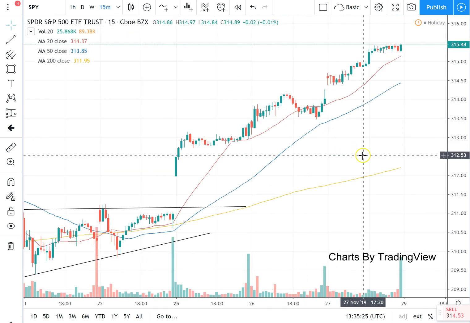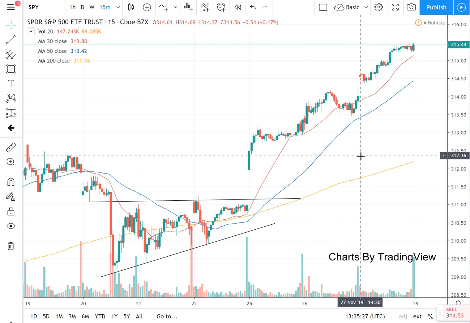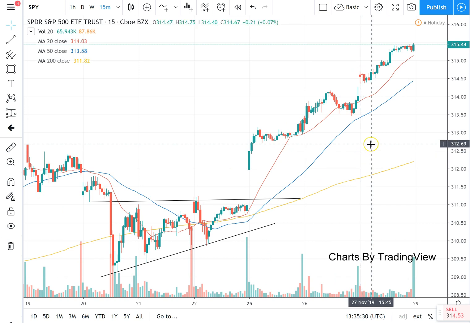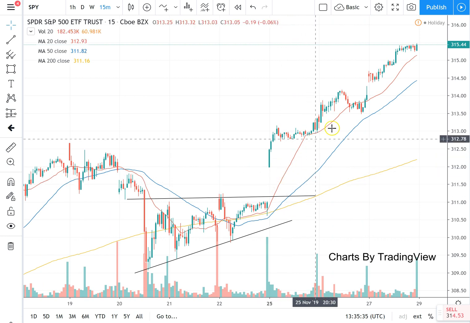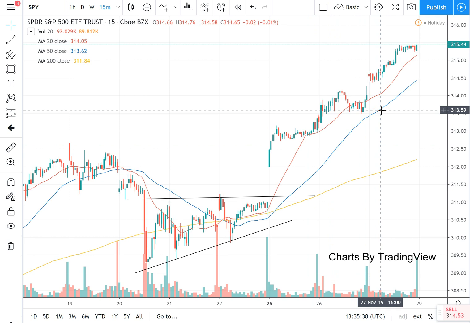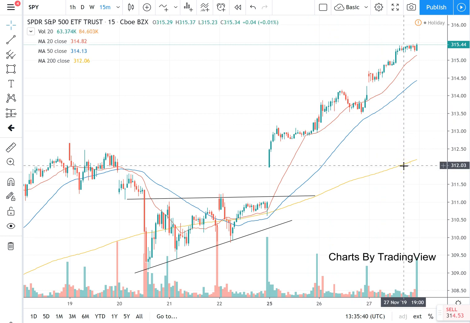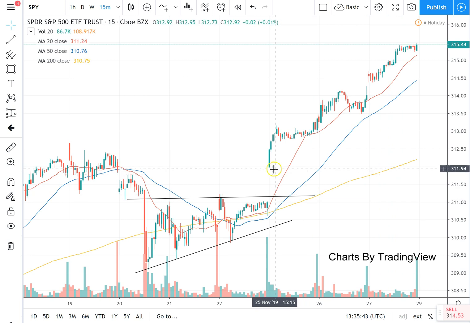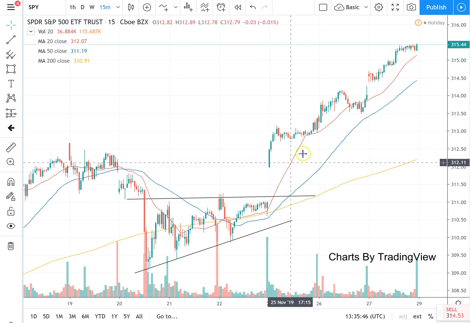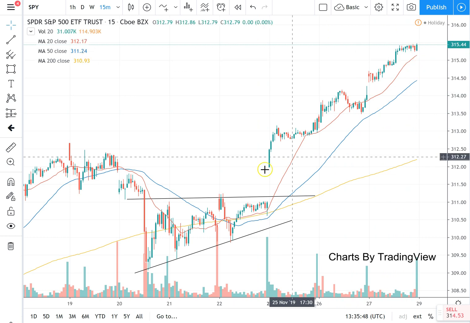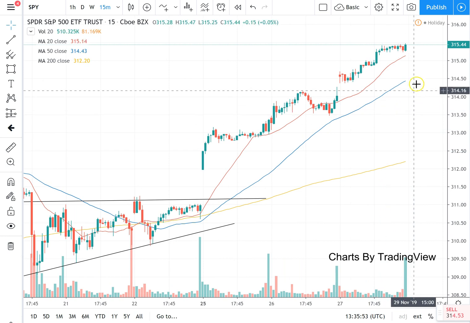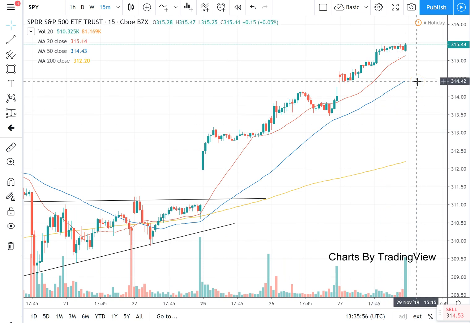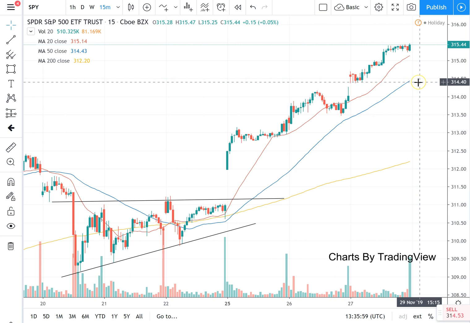Now let's look at the 15-minute chart of the SPY. As you can see, it is trading above the 15-minute 20 MA, 15-minute 50 MA, and 15-minute 200 MA. This is a picture of strength. When you see a stock or index that's trading above all three moving averages, the odds of it going higher are actually very, very good. Now, I will continue to be bullish as long as SPY stays above the 15-minute 50 MA.